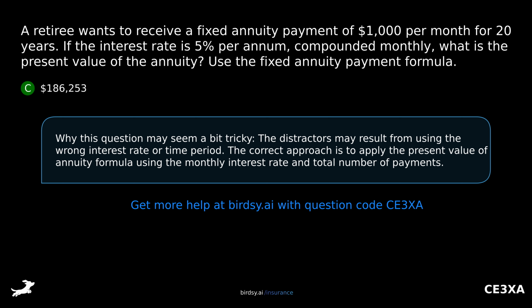The distractors may result from using the wrong interest rate or time period. The correct approach is to apply the present value of annuity formula using the monthly interest rate and total number of payments.